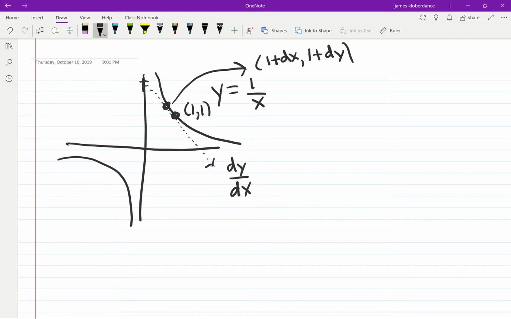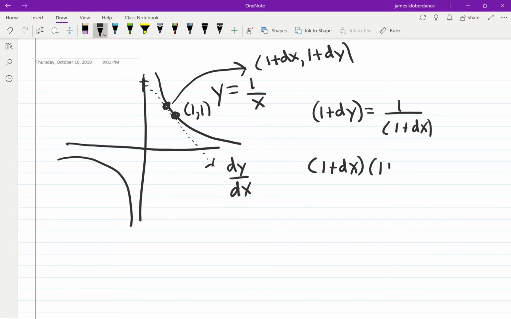So I'm going to take those two points, these new points, I'm going to plug them into our equation. So here we go. I get 1 plus dy, I'll put parentheses around that, equals 1 over 1 plus dx. I'm going to multiply both sides by 1 plus dx, and that gives me 1 plus dx times 1 plus dy equals 1. So now I'm going to distribute this and multiply it out, basically.